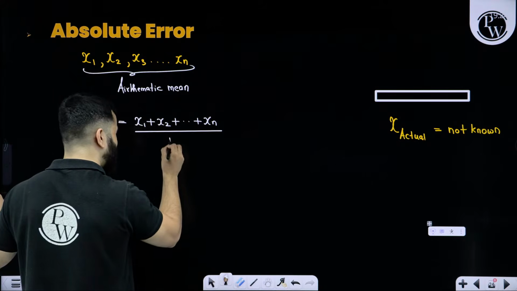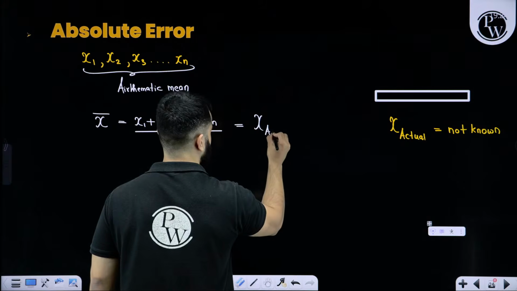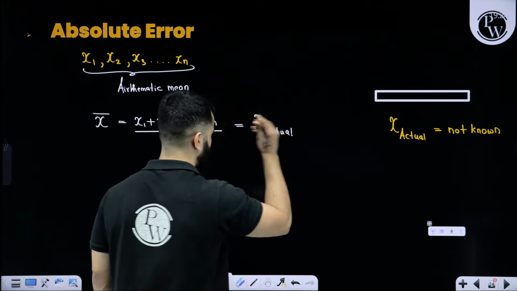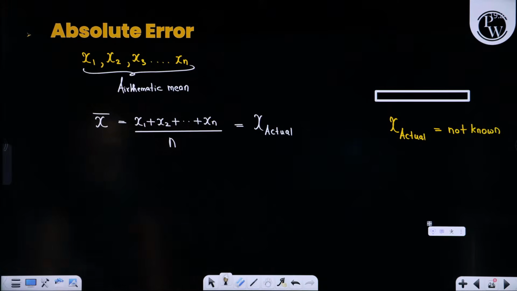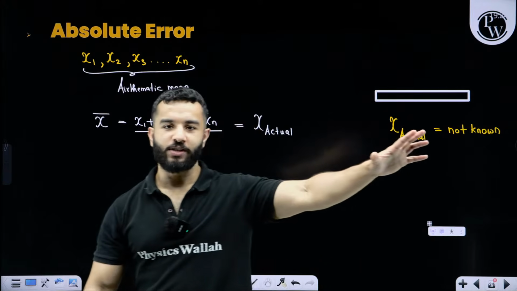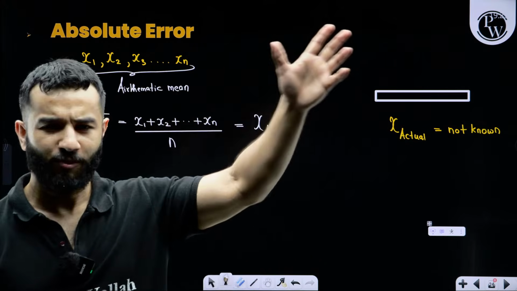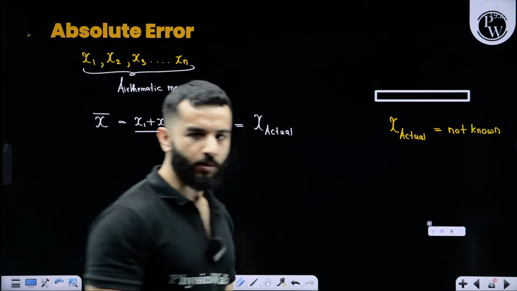And then this value can be considered as the actual value. See, this is a really interesting point, and sometimes students get confused in this. So pay attention. I have told you that we don't know the actual value of the length of a measurement. Length is just an example. Let's suppose we don't know the actual measurement.